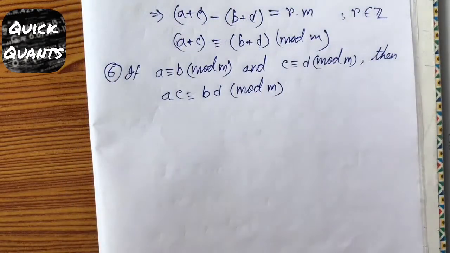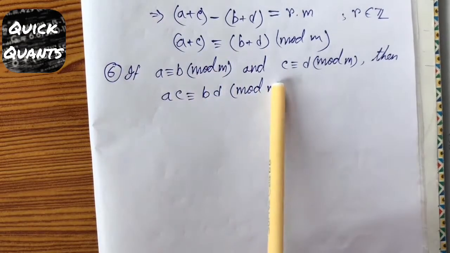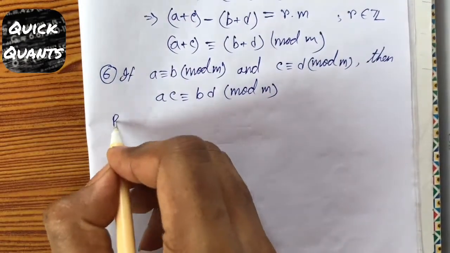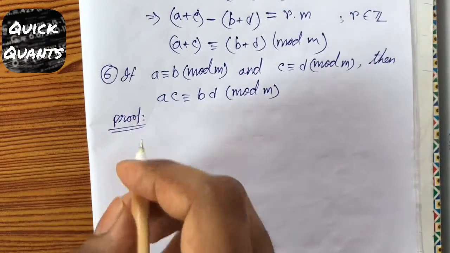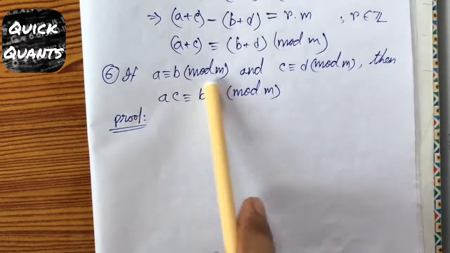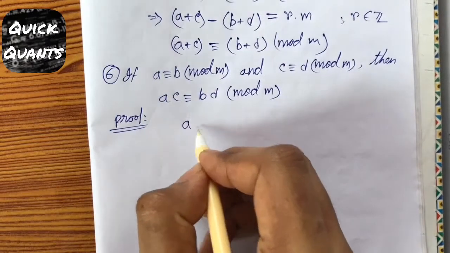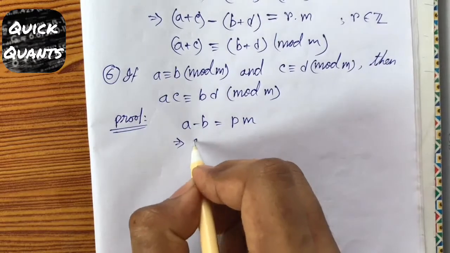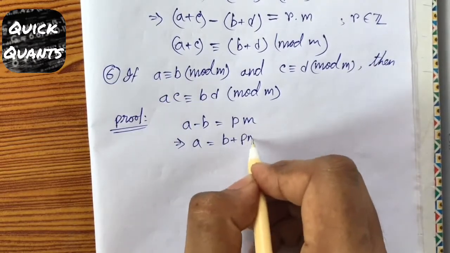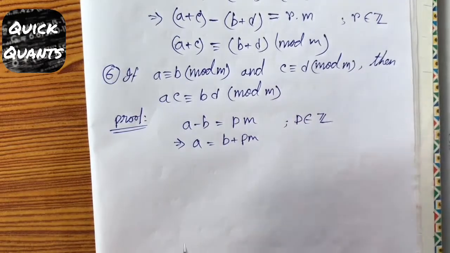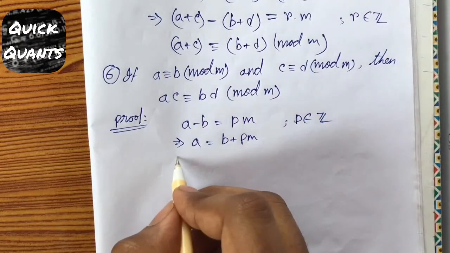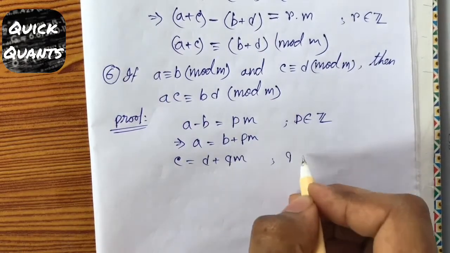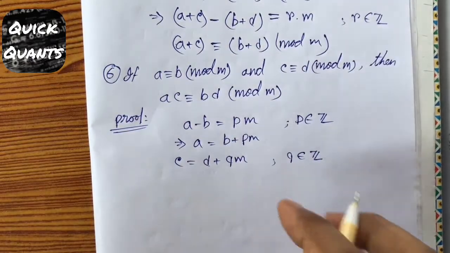The sixth property states that if A is congruent to B mod M and C is congruent to D mod M, then AC is congruent to BD mod M. To prove this, it is given that A is congruent to B mod M, so we can write that A minus B equals some integer P into M, or you can write A equals B plus P into M, where P is some integer. Also C is congruent to D mod M, so we can write C equals D plus Q into M. Sorry, it is not a constant, Q is an integer.